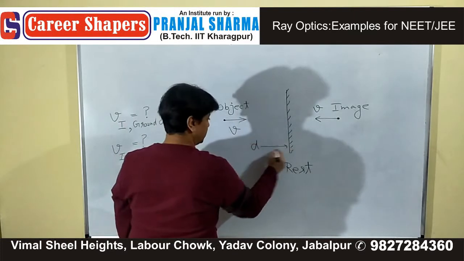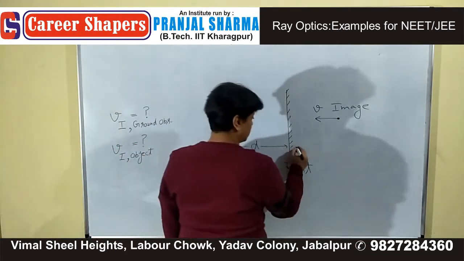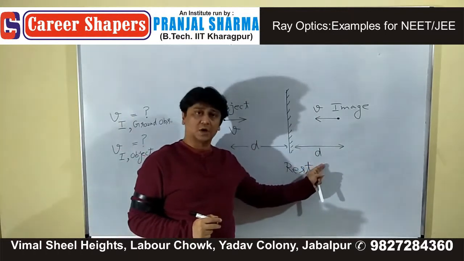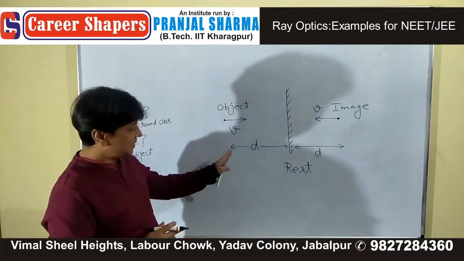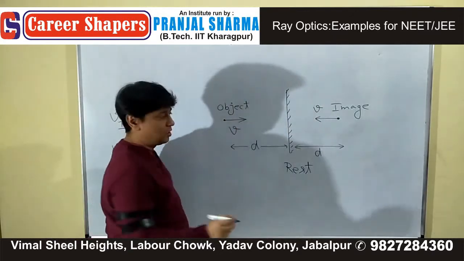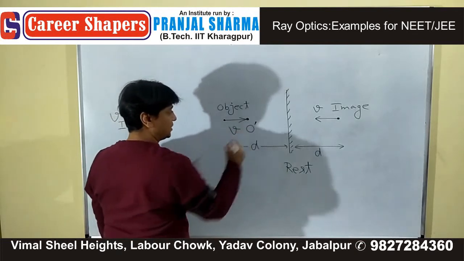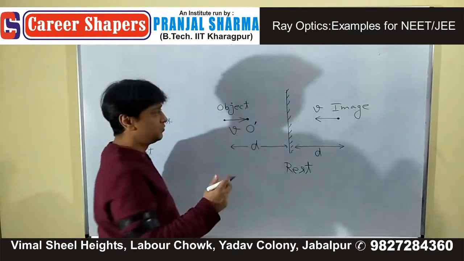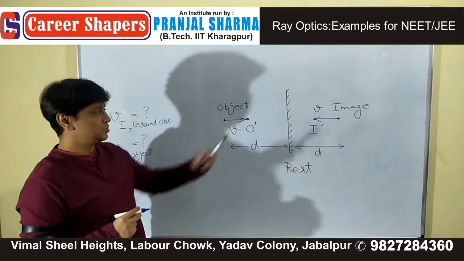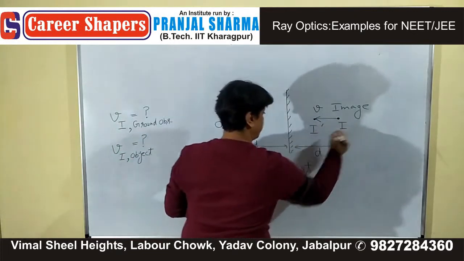Let's say initially distance between object and the mirror is D. If this is D, then we already know that distance of image from the mirror will also be D. At the very beginning, that was the situation. Then, after time t, you found that object is now at this new position. Let's call this new position O dash. If this is the new position O dash, then image now occupies this new position I dash. This is the old position, let's call it O. Old position of image, let's call it I.